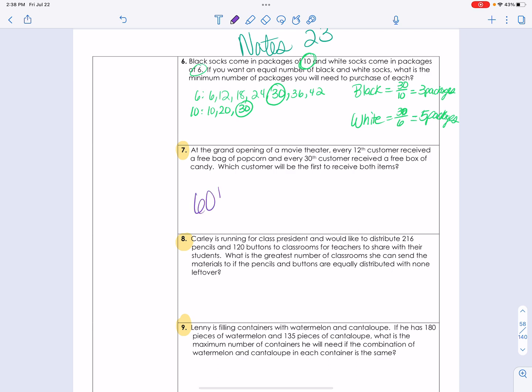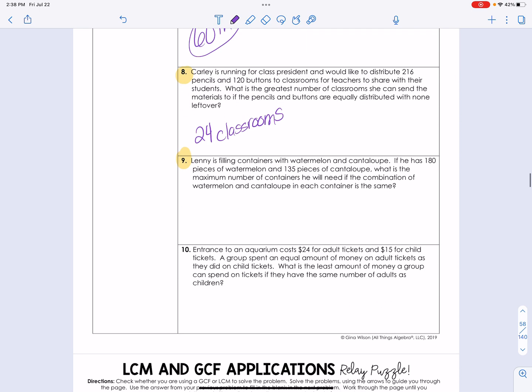Number 7 is the 60th customer. Number 8 is 24 classrooms. And number 9 is 45 containers. So if you missed any of those, then text me. But let's take a look at this last one.